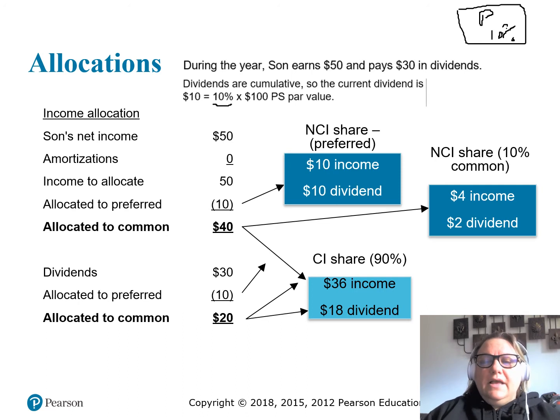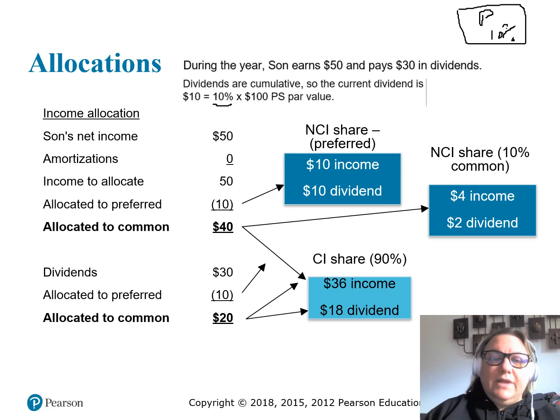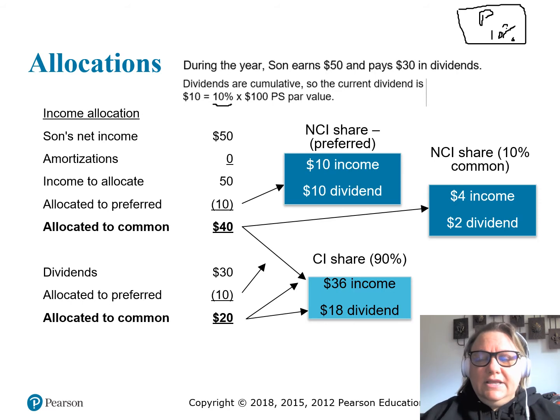Okay, so usually in the problems it says it's 10% preferred or 6% preferred or whatever. And that's the percentage of dividends that they get each month. So let's look at Sun's net income. Sun's net income is 50. All right, and they pay 30 in dividends. So we've got that little tidbit, and that's from the problem.